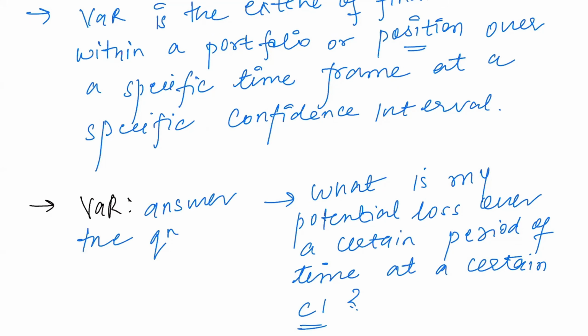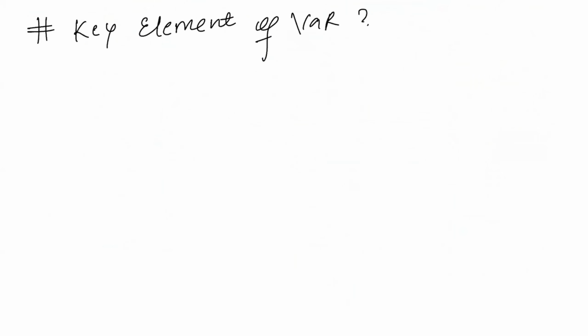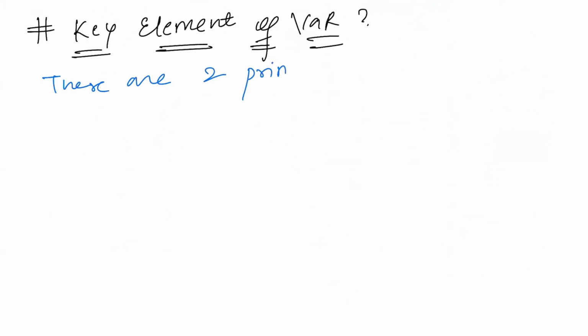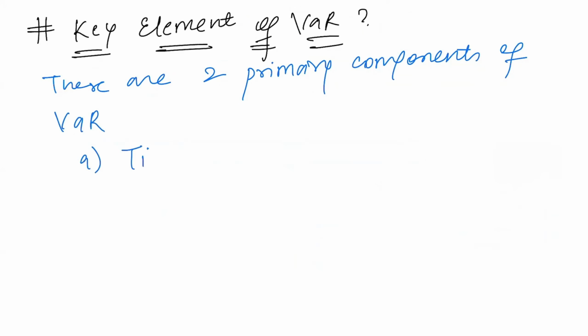So now let's understand what the key elements of value at risk are. The key elements of value at risk are only two components. There are two primary components of value at risk that are: first, time period, and second, confidence interval.